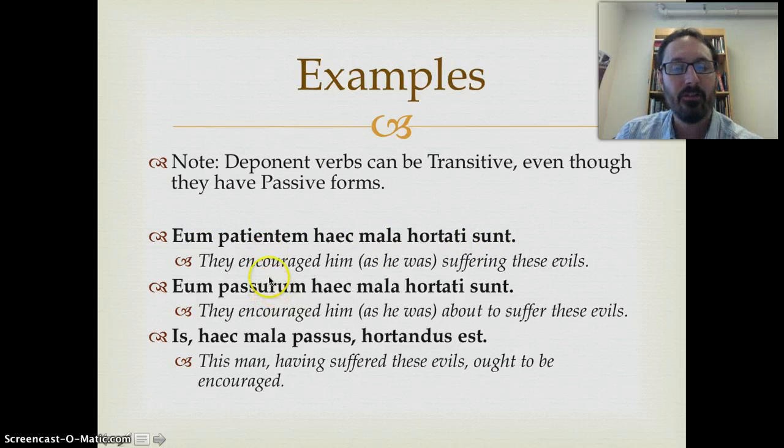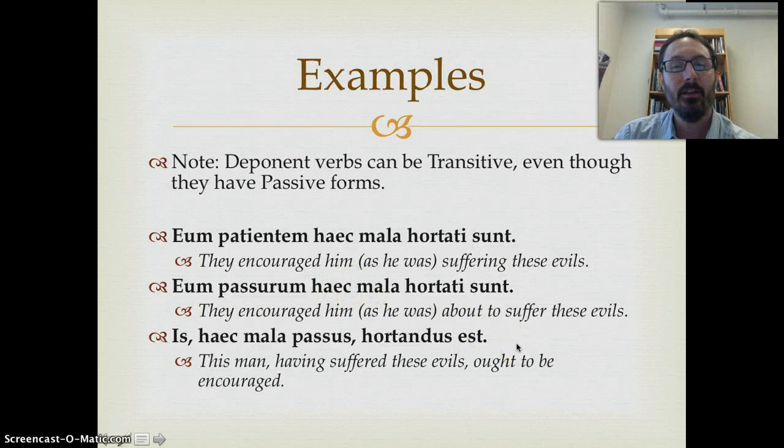Here, in the second sentence, I've just changed the present participle to a future participle. And again, notice it's active here because the future passive participle doesn't exist. So they encouraged him about to suffer these evils, or these evil things.